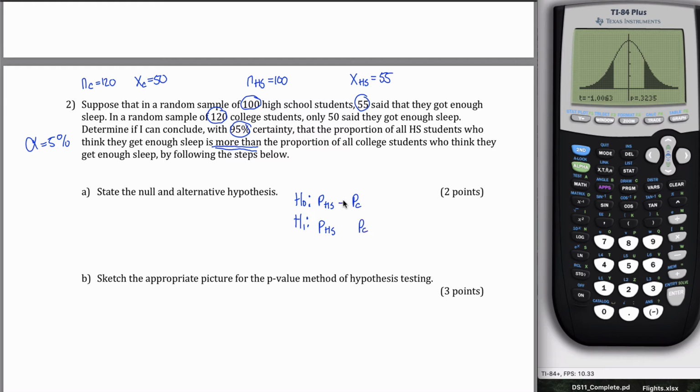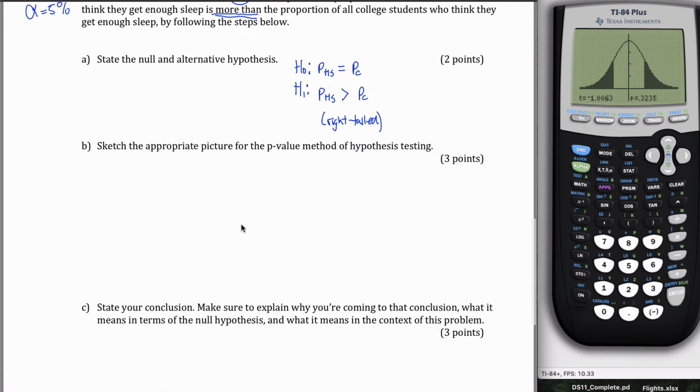And for the null hypothesis, I always put an equal sign between those two parameters. For the alternative hypothesis, it depends on what the claim is. The claim is that high school more than college, high school greater than college. I have a right-tailed test because I put a greater than sign in there. Let's get to the appropriate picture for the p-value method of hypothesis testing.